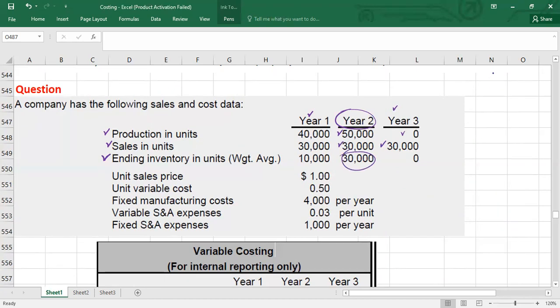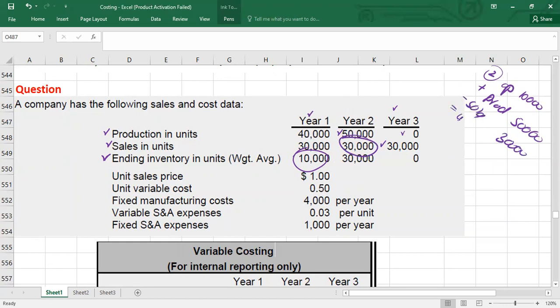How? Because in year 2 you have opening units coming from last year, which is 10,000, plus you produced 50,000. So total available is 60,000. From 60,000 you sold only 30,000. If you subtract sold, you get unsold. So unsold is 30,000. Okay, guys, it is given here directly. In year 3 you don't have any production, but you sold 30,000, because this is the opening for next year and you are going to sell these. And you don't have any closing inventory.